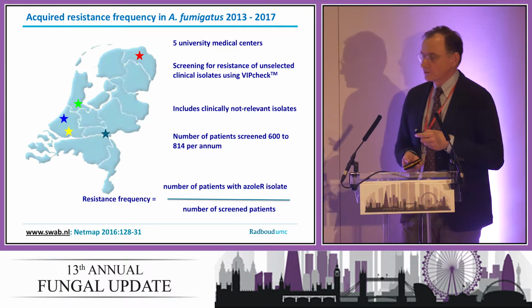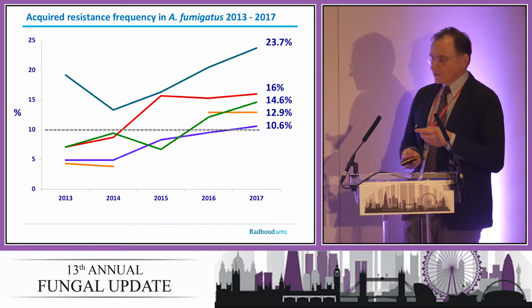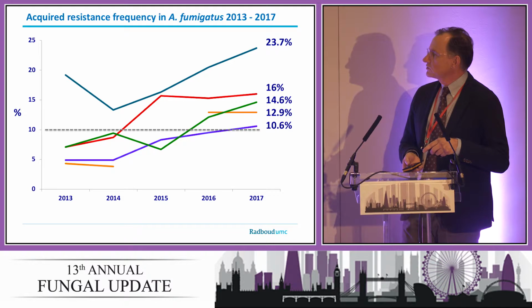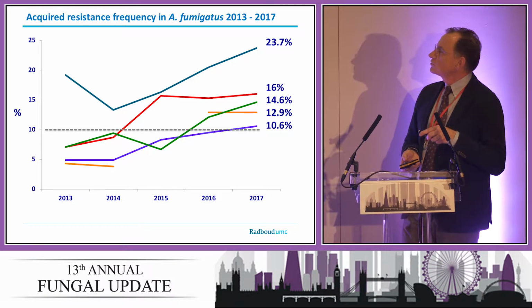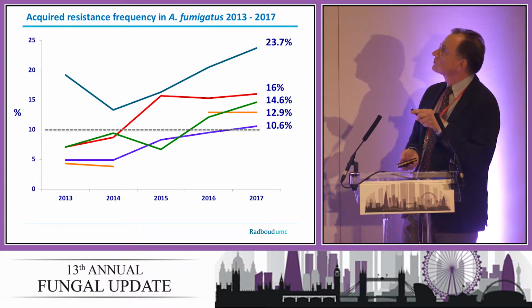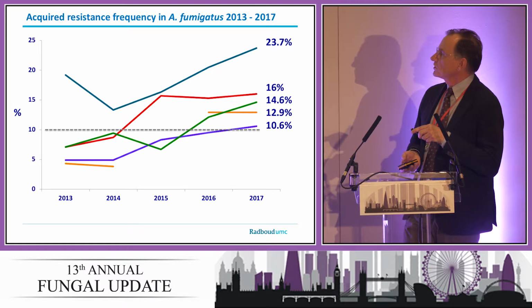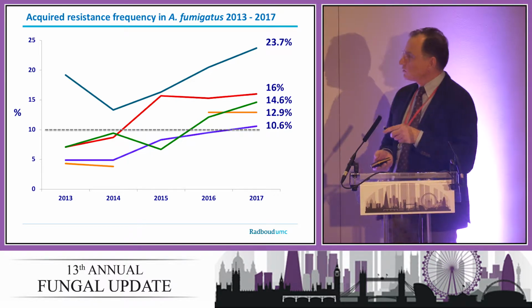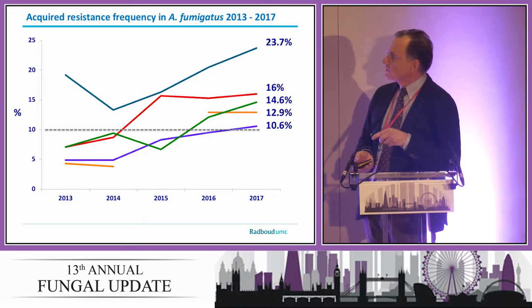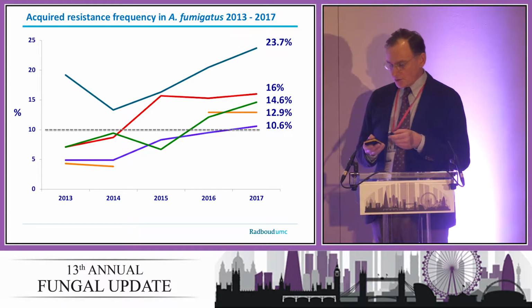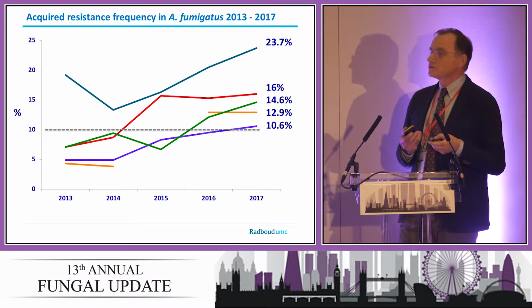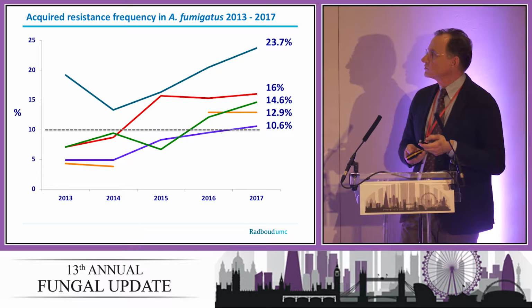number of patients screened. So if we look at the trend over 5 years, you can see that there is an increasing trend, and this is the resistance frequency in 2017. So this center has 23% resistance, and this one has 10%. So now all centers are above 10%, which is kind of a threshold to think about changing your primary treatment strategy.